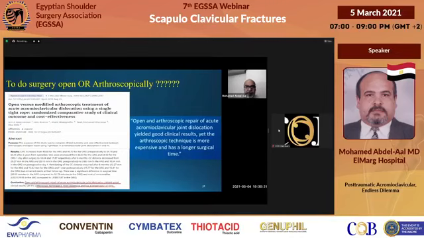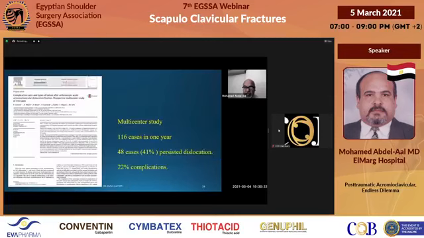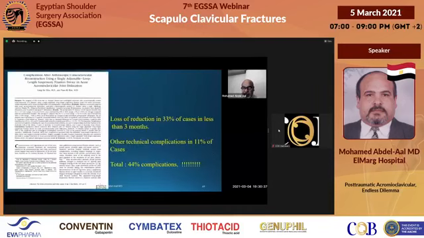However, there is a study stating that in 116 cases in 1 year, 48 cases still had persistent subluxation and 22% had complications. And loss of reduction occurred in 33% of cases, and totally 44% of complications occurred in cases using the arthroscopic technique. So we can say that the best technique for treating acromioclavicular joint is the technique you master.